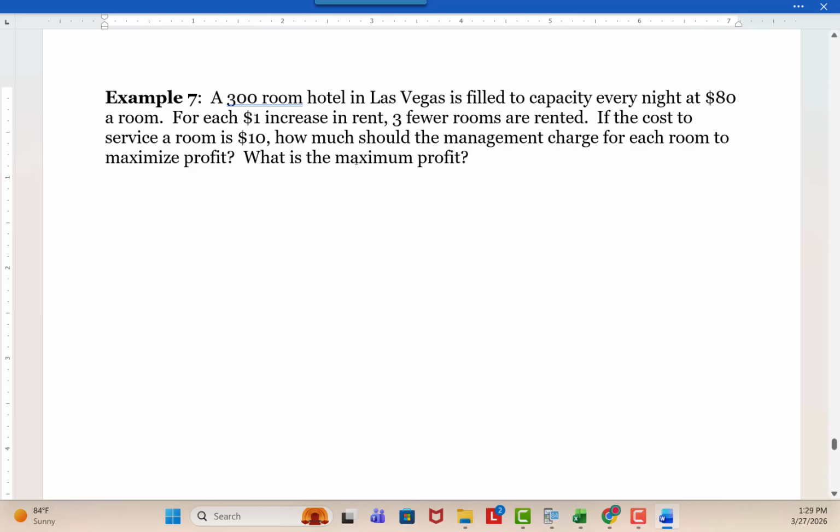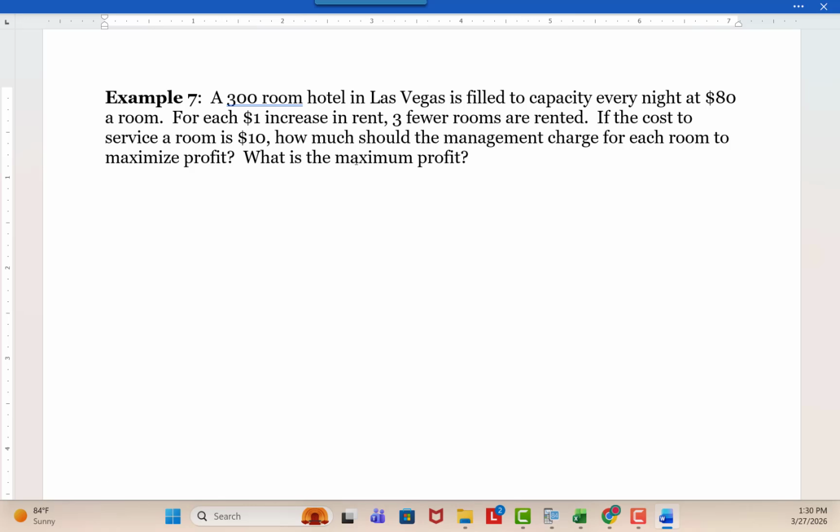It says a 300-room hotel in Las Vegas is filled to capacity every night at $80 a room. For each $1 increase in rent, 3 fewer rooms are rented. If the cost to service a room is $10, how much should the management charge for each room to maximize profit? What is the maximum profit?